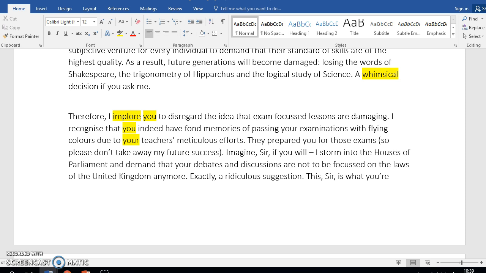So we have a local MP. What do they care about the most? Try and link to that. So we know that local MPs, where do they normally go to work? Where do they normally have their debates and discussions? Obviously, the Houses of Parliament. So why not link that here? And this is what the student has done. And they're also using an anecdote, a short story, to prove a point. "Imagine, sir, if you will, I storm into the Houses of Parliament and demand that your debates and discussions are not to be focused on the laws of the United Kingdom anymore."